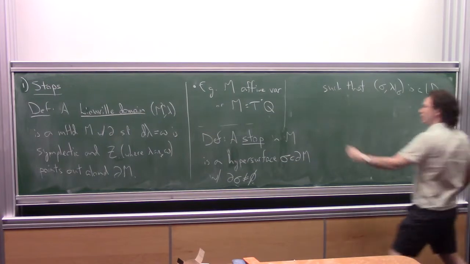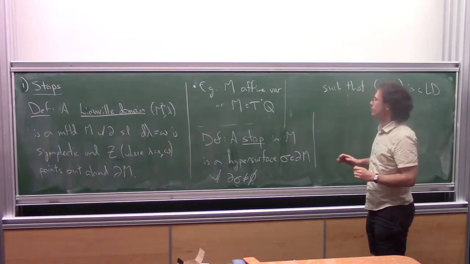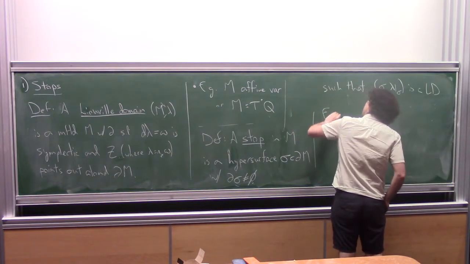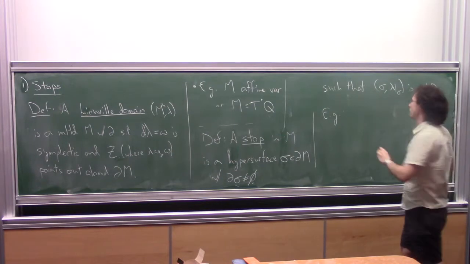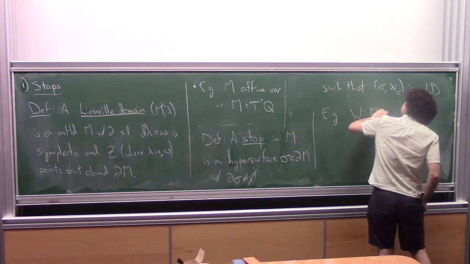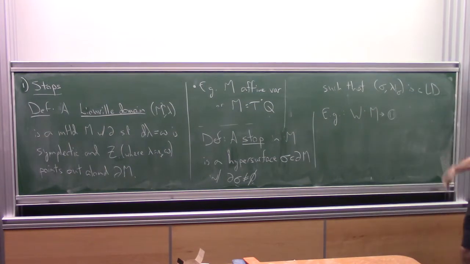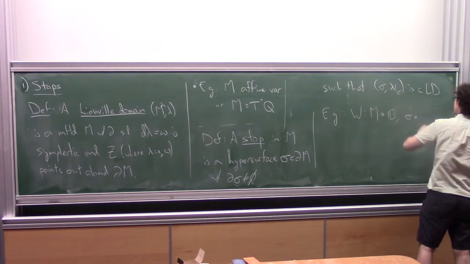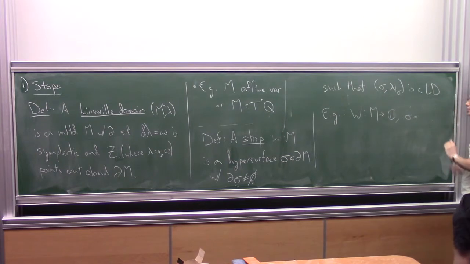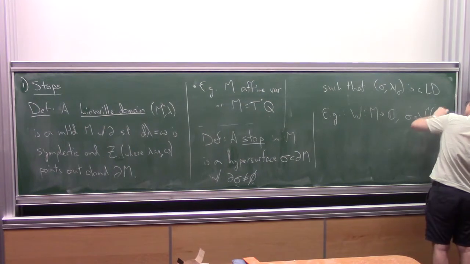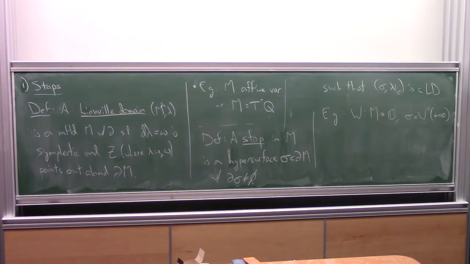And just like with Liouville domains, there are two standard examples of stops. If we have a W from M to C, some potential, then we can define Sigma to be, with some projection, which I'm going to suppress, W inverse of, say, plus infinity, the generic vector projected to the boundary.